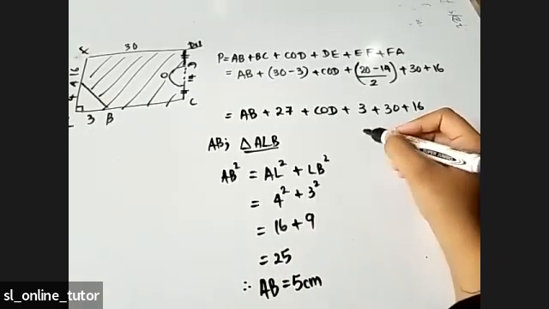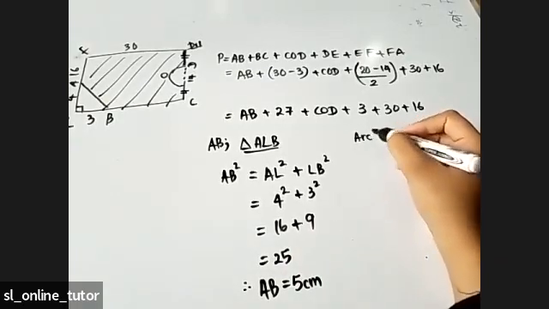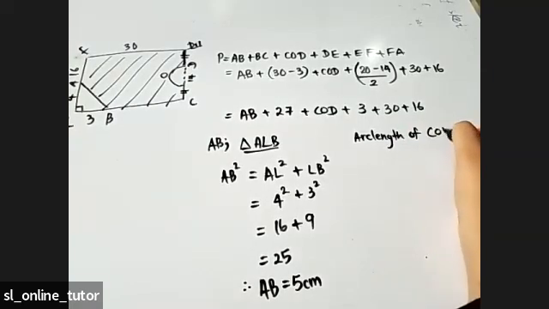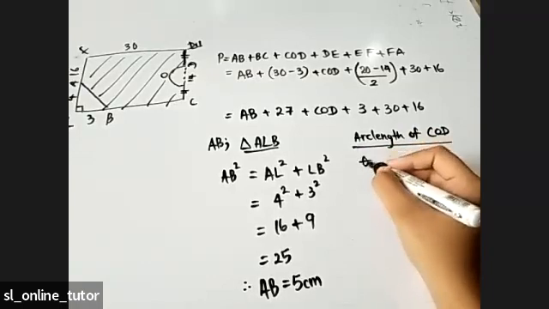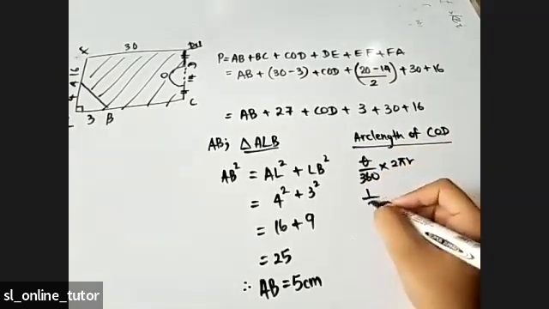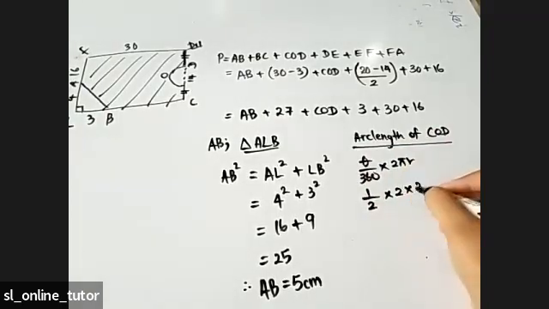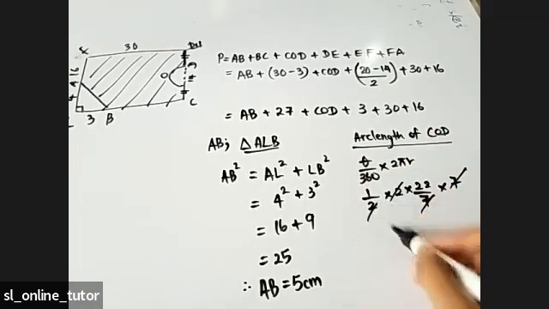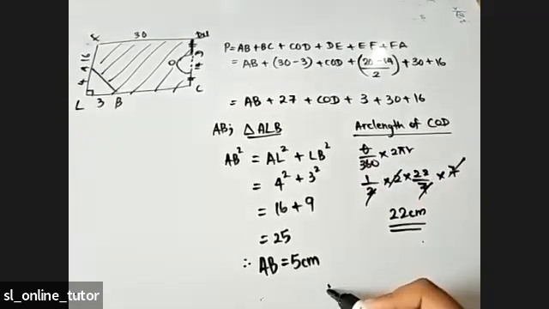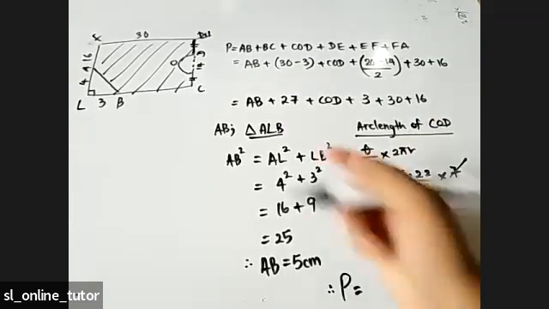Now I have to consider arc length. So arc length of what? Arc length of COD. So arc length equation, you know, theta over 360 into 2 pi r. Listen carefully. Semicircle. So I can put half into 2 into 22 upon 7. Radius. Diameter is 14. Radius is half of 14. 7, 7 cancel. 2, 2 cancel. 22 centimeter.